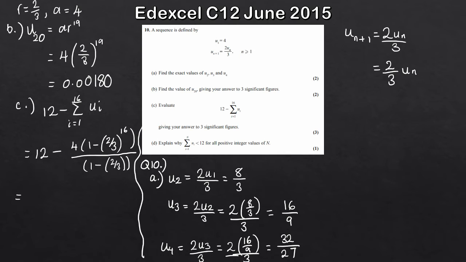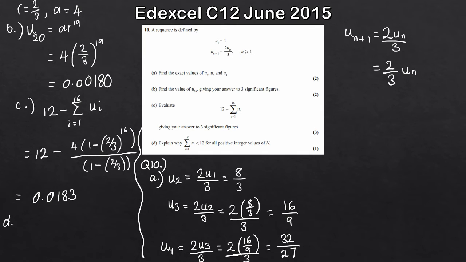Well, put it into your calculator again because it wants it to three significant figures. So you plug that into your calculator to three significant figures, we get 0.0183 there. Okay, so quite a nice question for part C, so that's our answer there.